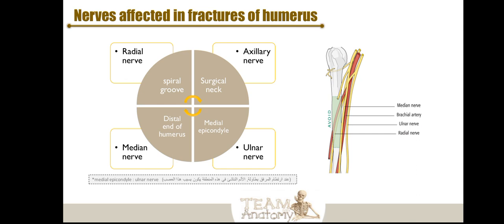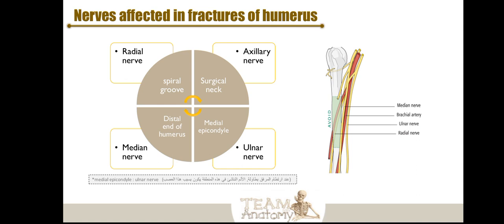The surgical neck, it lodges the axillary nerve. So if there's a fracture in the surgical neck, in which set of people do we say the surgical neck fracture is so common, okay? We said the surgical neck is much more common in the old people. Because of what? Because of osteoporosis. What is osteoporosis? It's when there's a drop in the density of your bone. Your bone is not that strong because of age, okay?